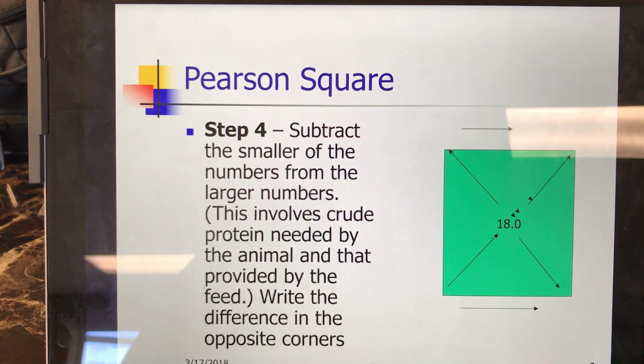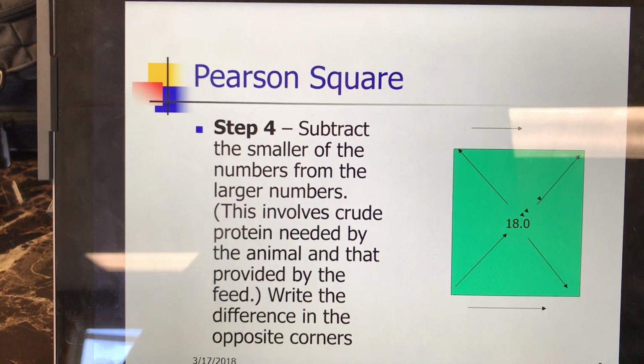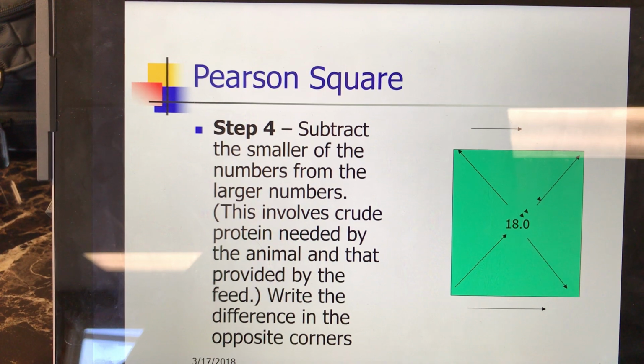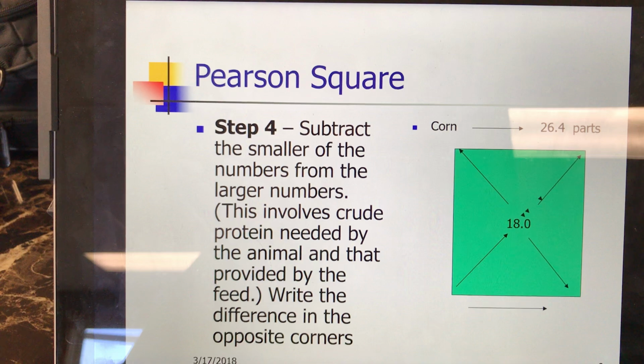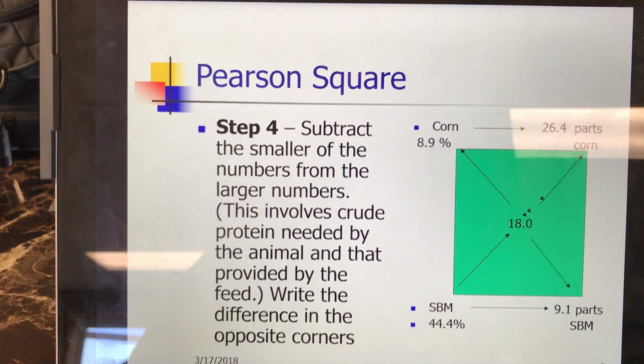So now we're going to subtract the smaller of the numbers from the larger of the numbers, and this involves the crude protein needed by the animal and what is provided by each of the feeds. We're going to write those in the opposite corner. So if you remember, corn was 8.9% and soybean meal was 44.4%.